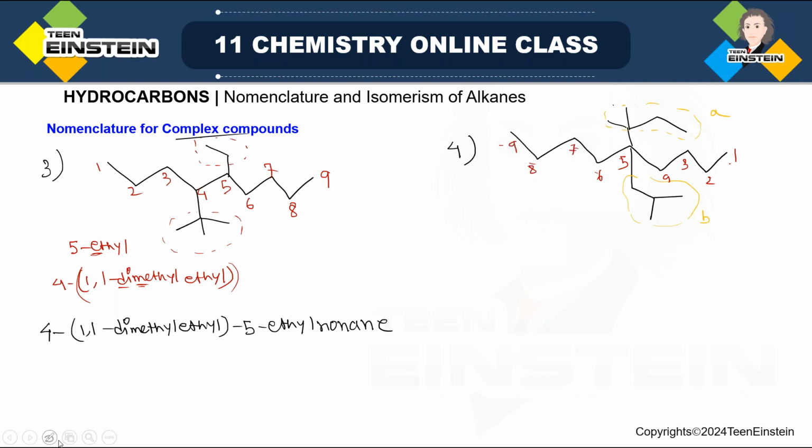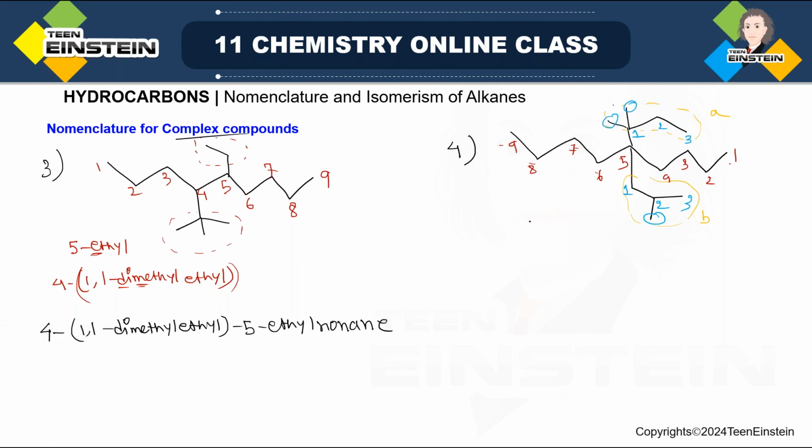Now for numbering within the complex substituents, we will do it with a different color. So it will be 1, then 2, then 3. This is the longest chain of the complex substituent, so these two should be treated as substituents. Similarly, in the B part, number 1, number 2, number 3. At the 2 position, you have a methyl substituent, right?